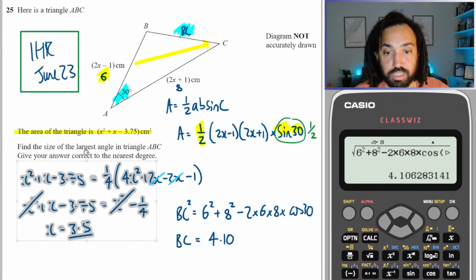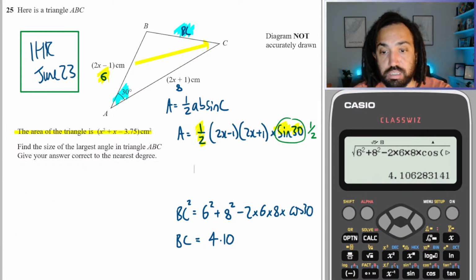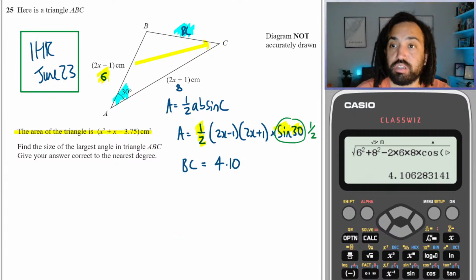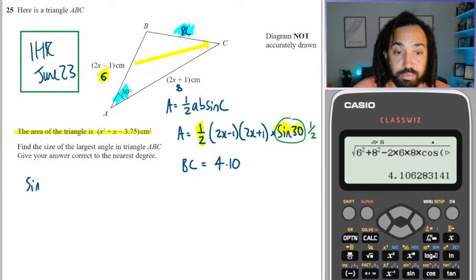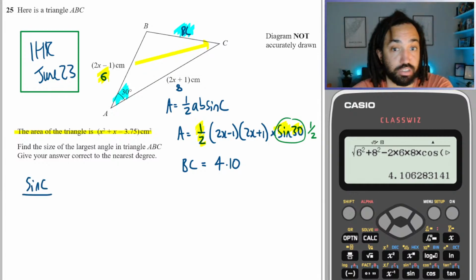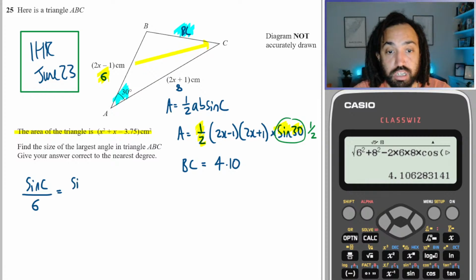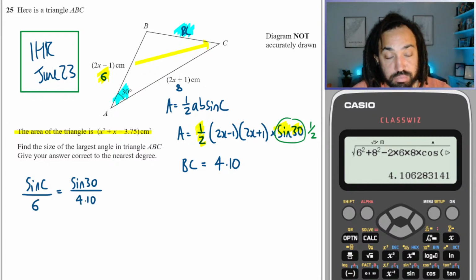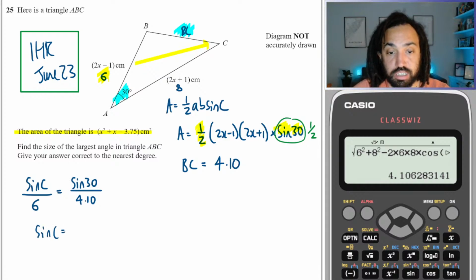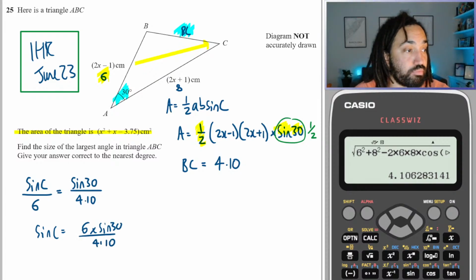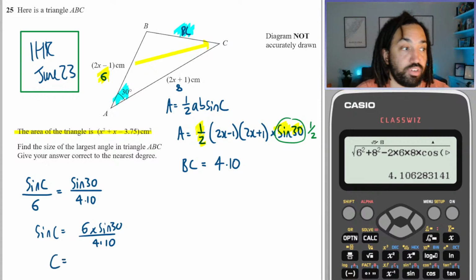Okay, let me just get rid of this working so we've got some space. And we're going to say that sine of capital C, because I'm trying to find the angle, I always put sine of the angle on the top, over the side which is opposite it, and that's equal to sine of the angle of the pair that we know over the side of the pair that we know. Okay, so I can reverse engineer this to get 6 times sine 30 over 4.10, and then I can find C by doing the inverse of sine.